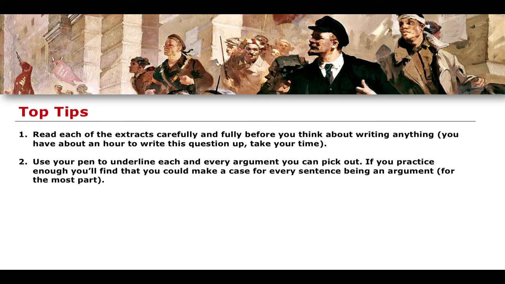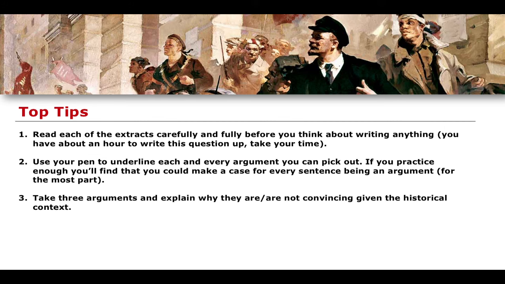And so you might find that, like I did when I did this exam question and I highlighted it, pretty much all of the extract contains arguments that you could use. I found 6 arguments that I could potentially have written about in an exam question. The mark scheme only found 4. So you will end up finding loads, okay? You end up basically underlining and highlighting every single different part of the extract. The final point is take 3 of those. Just take 3. You don't have to take all of them. Just take 3 and spend a good amount of time explaining why they are or are not convincing given the historical context.